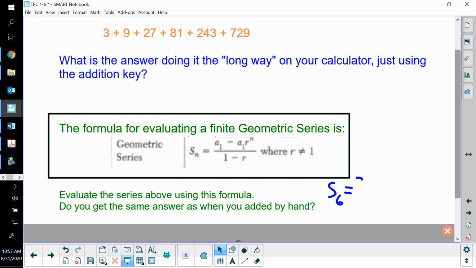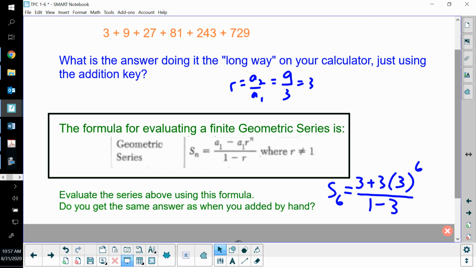Our A1 is 3, plus 3. Just like in our geometric sequence formula, get in the habit of putting R in parentheses. If you don't know what R is, remember you can just do the second divided by the first, which in this case would be 9 divided by 3, which is 3. Then we raise it to the n, which was 6 terms, over 1 minus our r. So that 3 on the bottom is the same as the 3 in the parentheses.